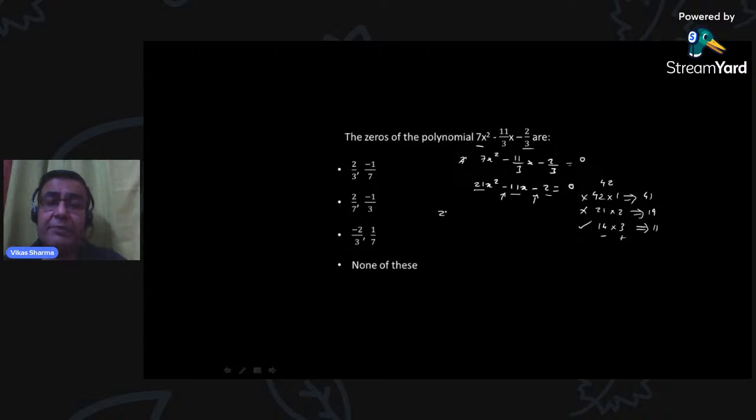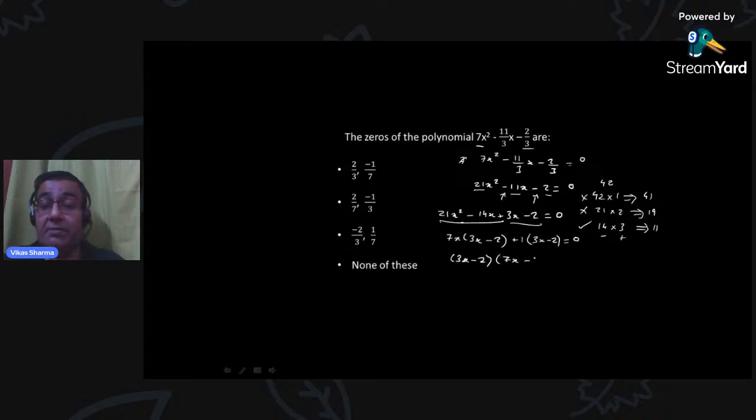So middle term splitting: 21x square minus 14x plus 3x minus 2 is equal to 0. Taking something as common in the first two terms, we know we can take 7x as common. We'll be left with 3x minus 2. And here nothing is common, so we can just take plus 1 as common. And we are left with 3x minus 2 is equal to 0. Now 3x minus 2 is common in both of them. Take that as common. We'll be left with 7x here and minus 2 here. Sorry, 7x plus 1. My mistake.